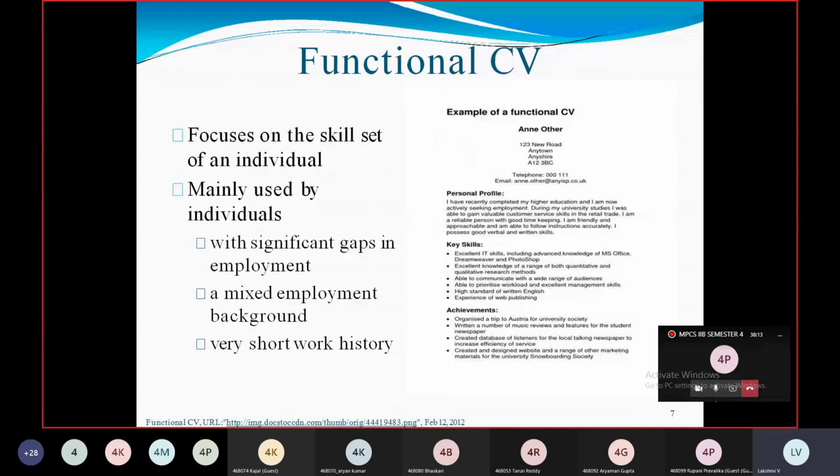Coming to the functional CV, it is the CV which focuses on the skills of a person. It is also used by individuals whenever you have any gaps in the academics or any gaps in the experience. Then you can prepare this functional CV. So what is the importance of functional CV? In a functional CV, the skills will be given importance rather than academics and your professional career.